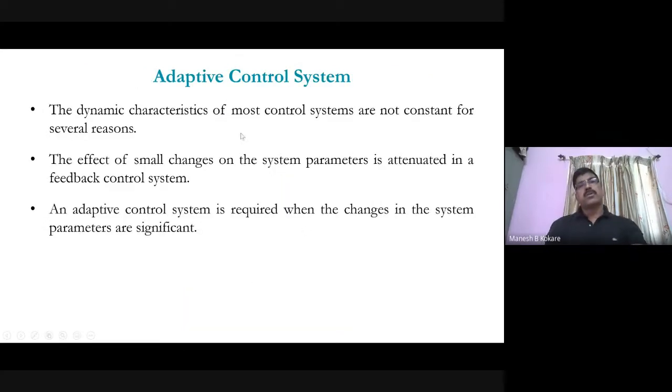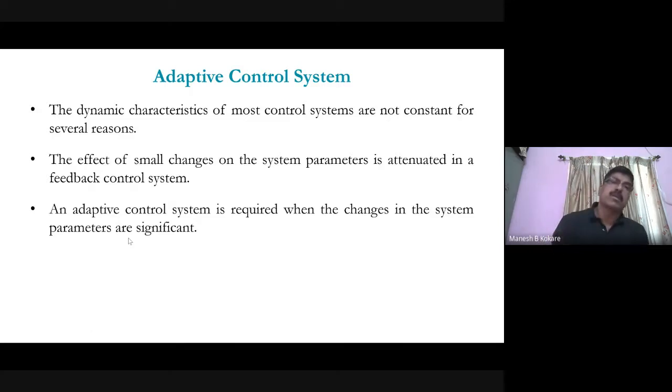Then the adaptive control system: the dynamic characteristics of most control systems are not constant, for several reasons, and you have to change the parameters depending upon the situation. A control system where parameters may change depending upon the situation is called an adaptive control system. The effect of small changes in the system parameters is attenuated in a feedback control system. An adaptive control system is required when the changes in the system parameters are significant and you have to change the output accordingly.